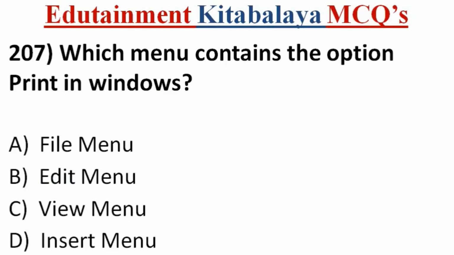Question number 207, which menu contains the option Print in Windows? A. File menu. B. Edit menu. C. View menu. D. Insert menu. Correct answer is A. File menu.